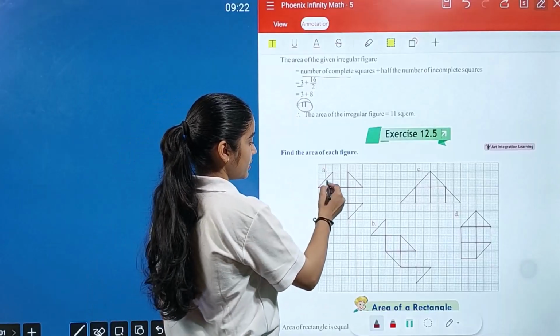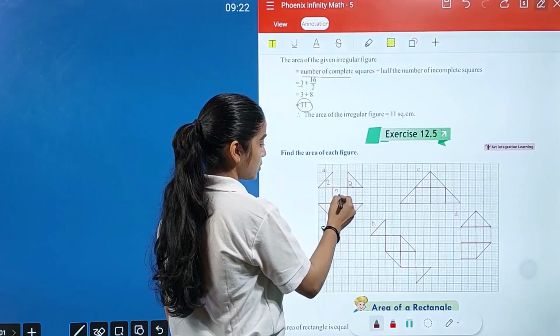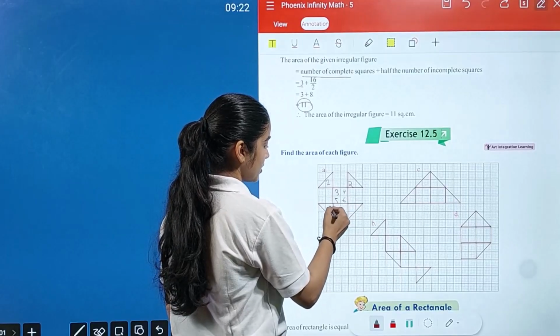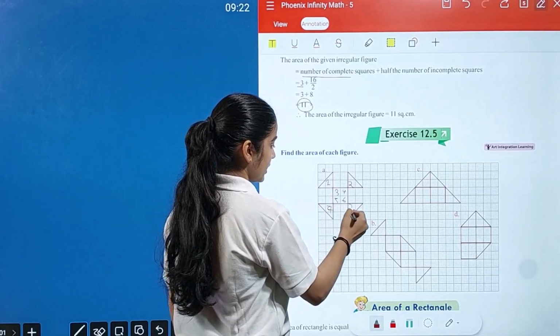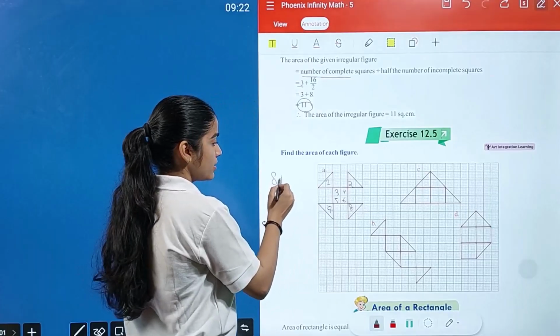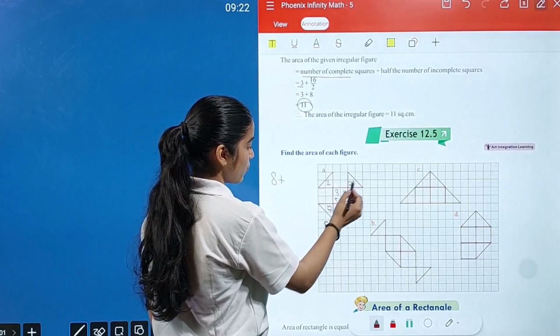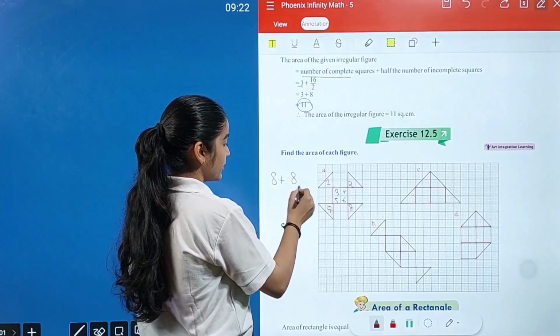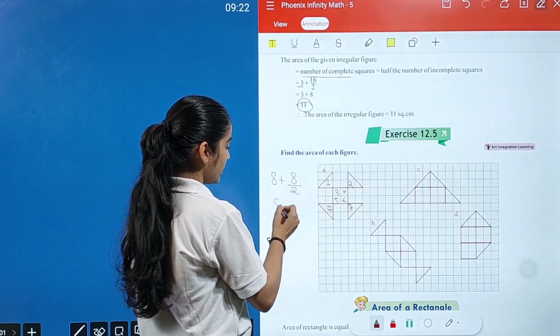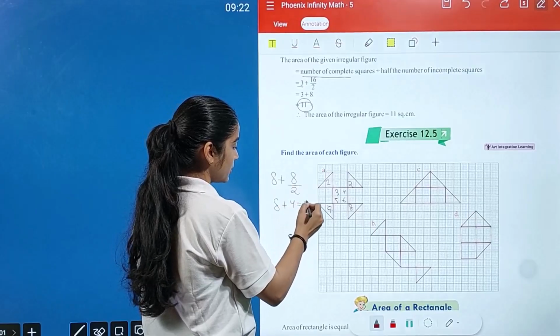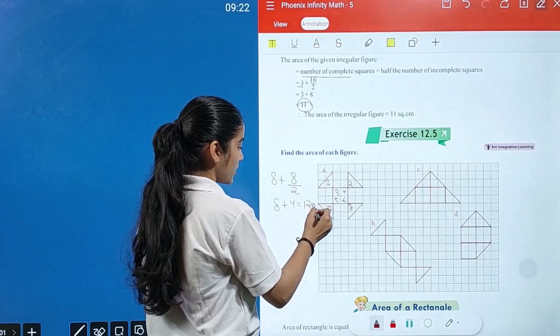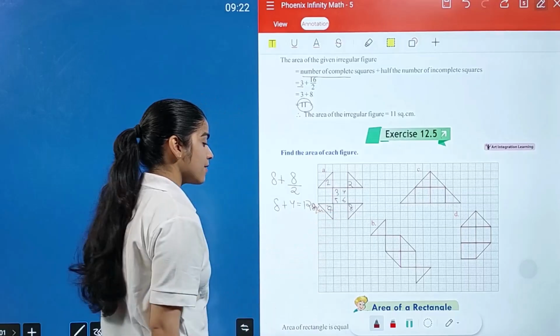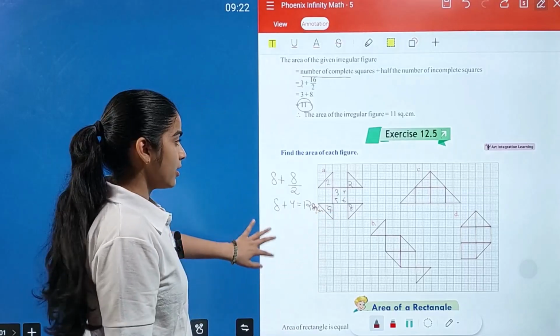Find the area for each figure. So for example, in this, 1, 2, 3, 4, 5, 6, 7, 8. 8 are complete squares. 1, 2, 3, 4, 5, 6, 7, 8. And 8 are incomplete. We have to divide it by 2. So 8 plus 4, that is equal to 12 square centimeter. This is your answer. So in the same way you have to find out the area for the rest of the figures you have.